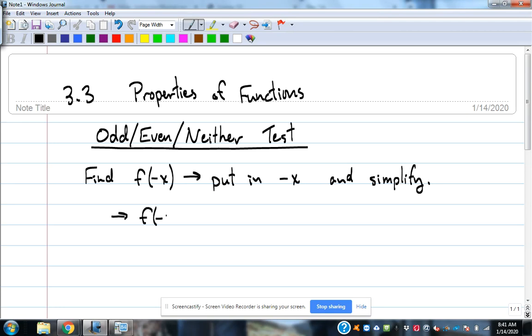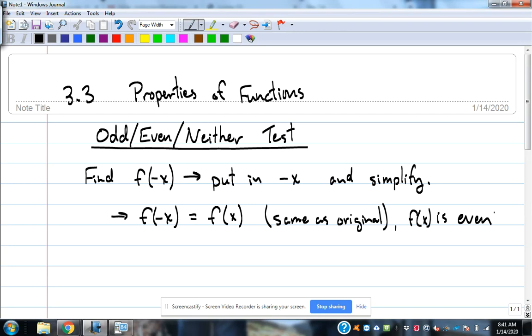If you plug in negative x and it gets back the original function, so that's the same as original, f of x is even. Okay, so if we plug in that negative x, work out all of the math that can happen there, simplify it, and we get back the original function, then that original function was an even function.